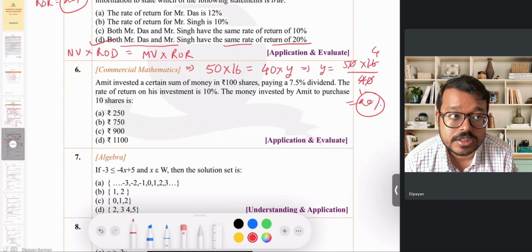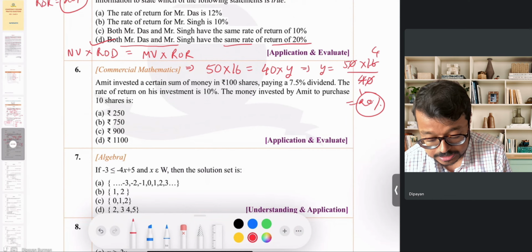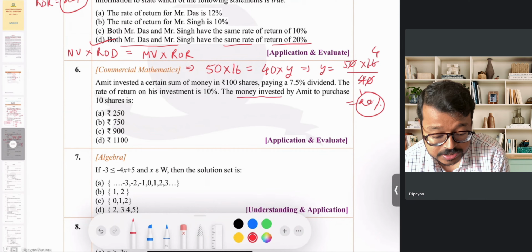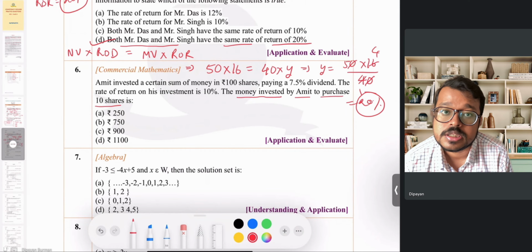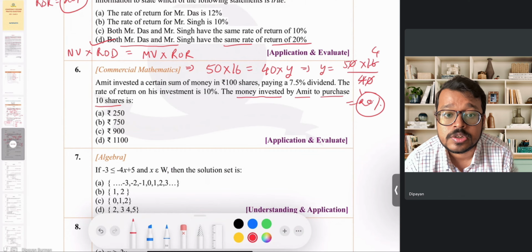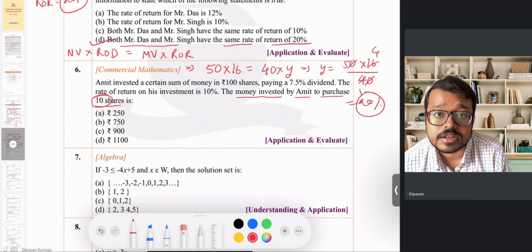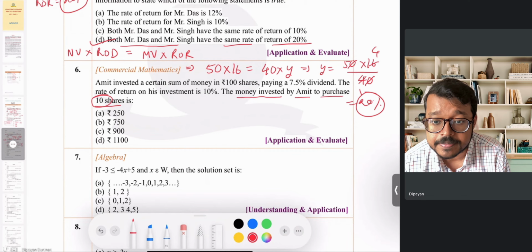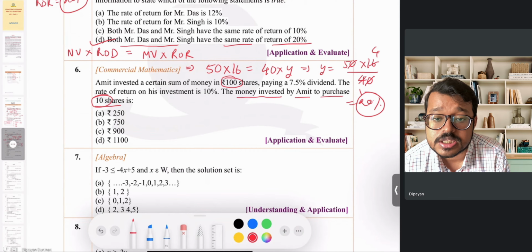Moving ahead, the next question. This is again shares and dividend. They're asking about the money invested by Amit to purchase 10 shares. So this is about sum invested, and we know that sum invested is number of shares into market value of one share. Number of shares is given. I need to find what is the market value of each share. So they have given us that we have 100 rupees shares, which is the nominal value.